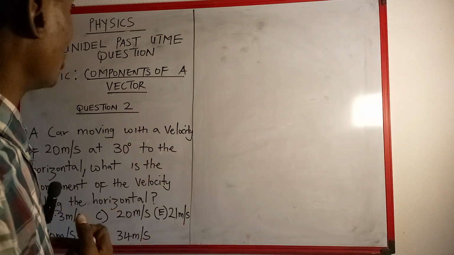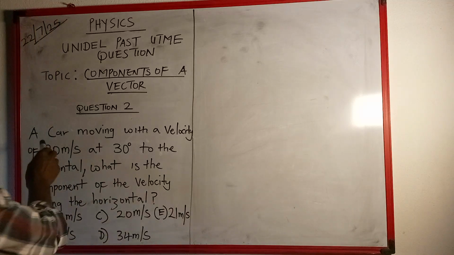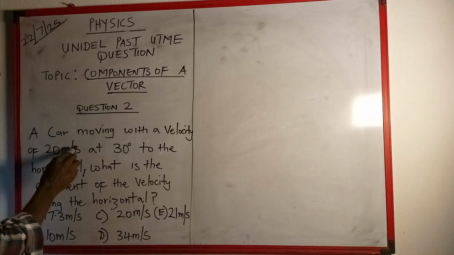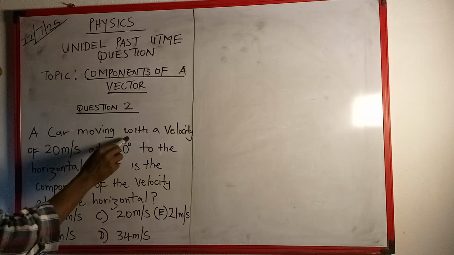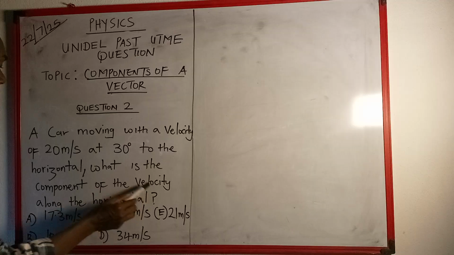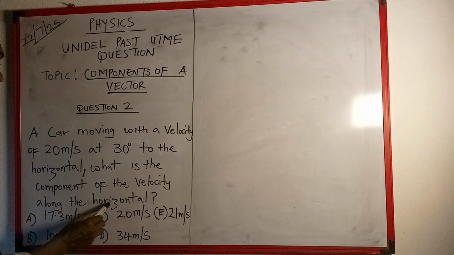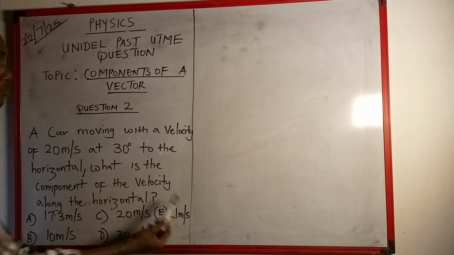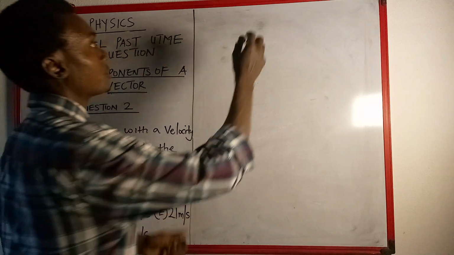Here goes the question. A car moving with a velocity of 20 meters per second at 30 degrees to the horizontal. What is the component of the velocity along the horizontal? These are the options: 17.3 meters per second, 10 meters per second, 20 meters per second, 34 meters per second, 21 meters per second. Solution.